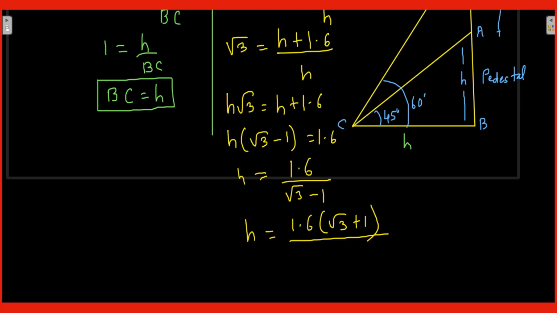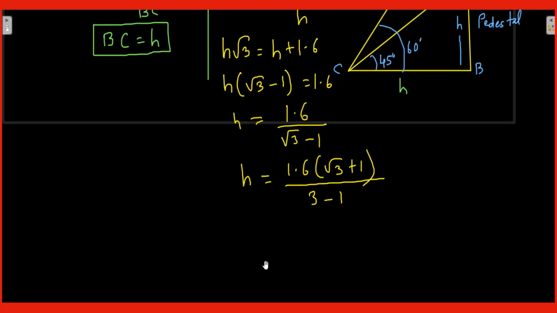So it will be a square minus b square. So a square will be 3, minus b square will be 1, and so that will be 2. Which is equal to 1.6 into bracket root 3 plus 1 close the bracket upon 2. And if you solve this further, you will get it as 2 1s are 2, 2 8s are 16, 0.8 into root 3 plus 1.